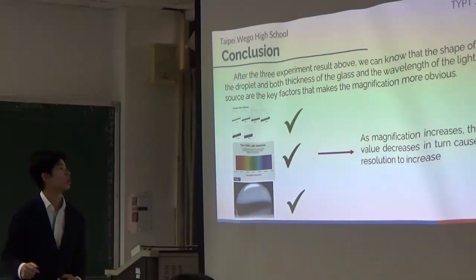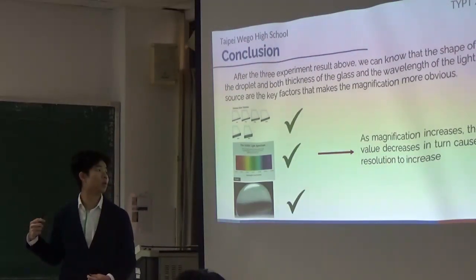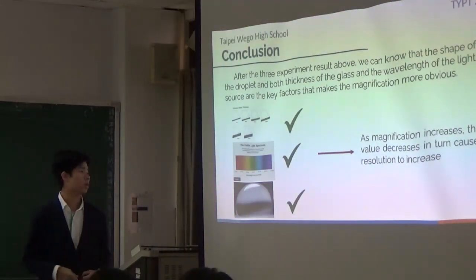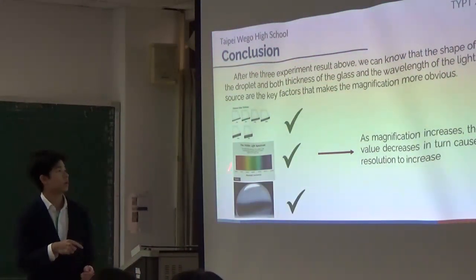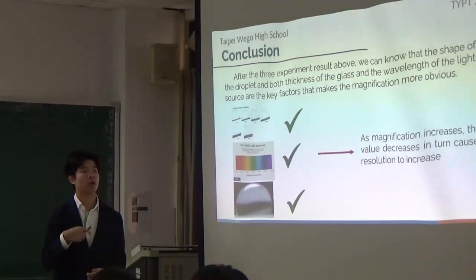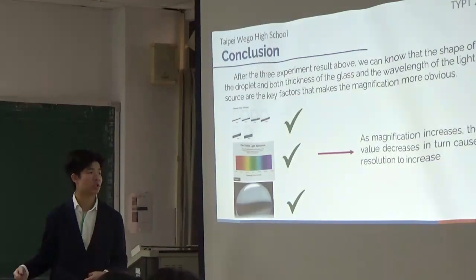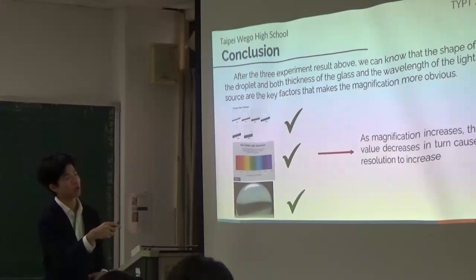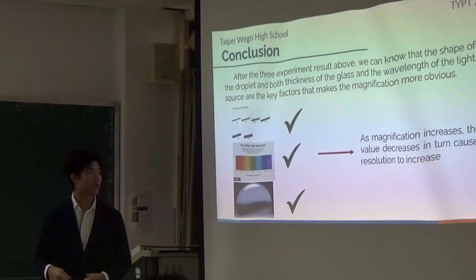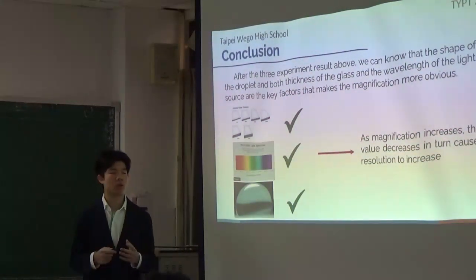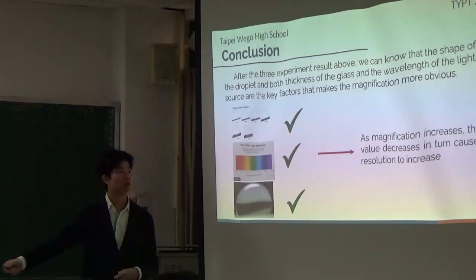In conclusion, after the 3 experiments on the thickness of glass, the wavelength of the light source, and the shape of the droplet, we can see that these 3 factors affect the magnification of the droplet's imaging system. And as the equation shows, if the magnification increases, the sine value of the diffraction angle will decrease, and in turn cause the resolution to increase. Thank you.